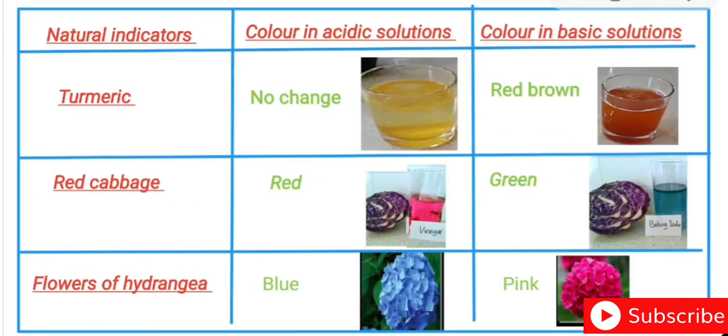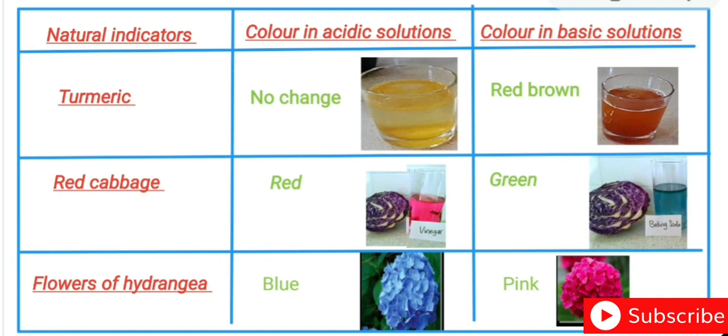Now another natural indicator is turmeric. Turmeric is a very common ingredient in our kitchen. You can do this test by taking turmeric at your home also. If you bring the turmeric solution in presence of the acidic solution, there is no change in color. But if you bring this turmeric in contact with the basic solution, it turns red brown.